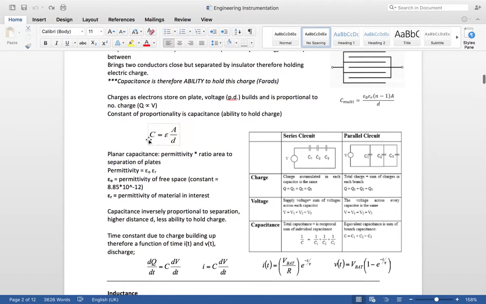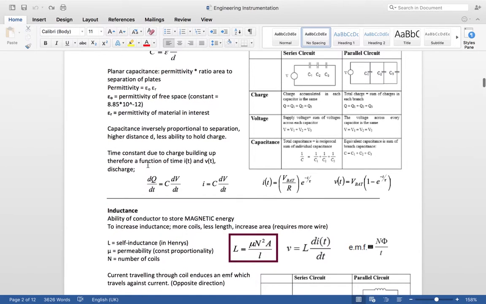This is the formula for capacitance, and it's proportional to the area. The bigger the area of the plate, the more charge it can accumulate, and it's inversely proportional to the distance between the plates. So small distance means high capacitance, and large distance means small capacitance. This letter here is the permittivity of free space, which is 8.85 × 10^-12.